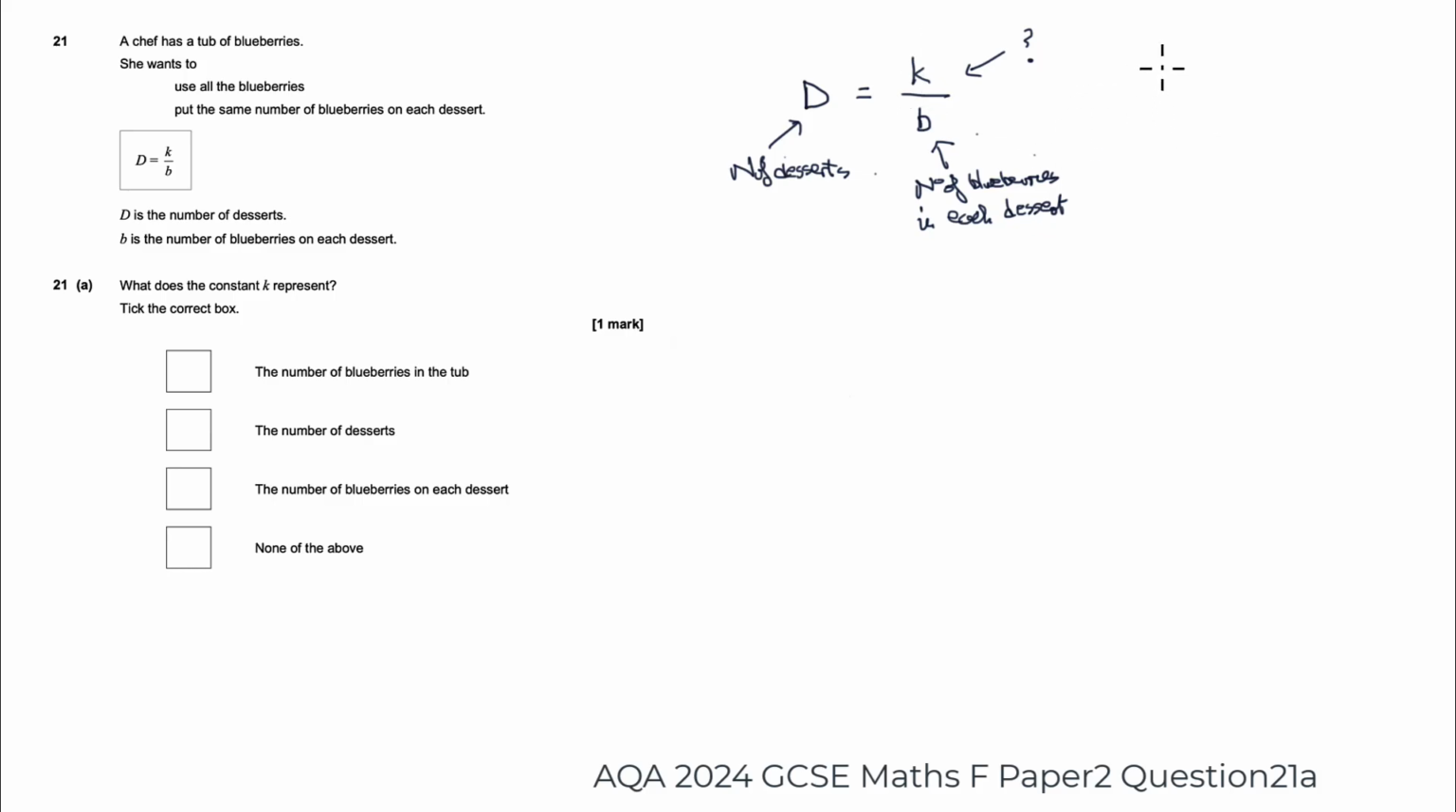Well, let's do a simple example. Suppose we've got 6 desserts that she's making up. Remember, she's got this big tub of blueberries. And suppose she wants to put 2 blueberries in each dessert. Now, here's a bowl. Here's another bowl. So these are the 6 desserts that she's making up. So we've got a picture of 6 bowls, and she plops 2 blueberries in each bowl.